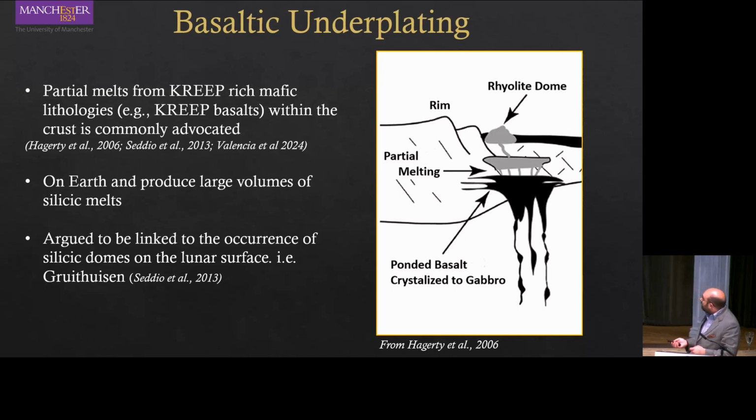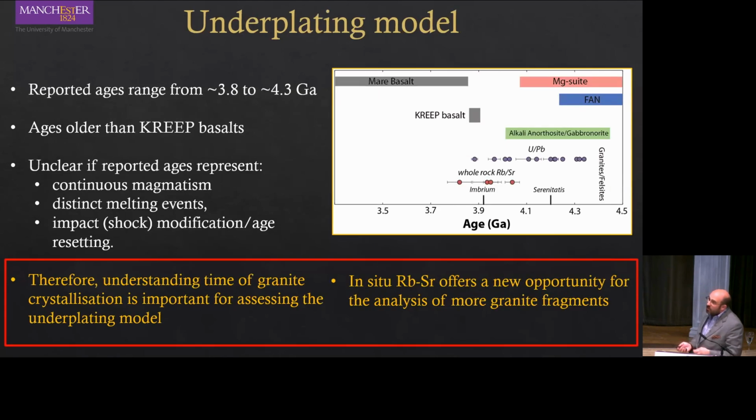So one of the main issues, however, with this model is the issue of timing. This is a plot on the right here showing different ages of different lithologies. You can see there's a range of uranium-lead ages and a range of whole rock rubidium-strontium ages that have already been published on granites.